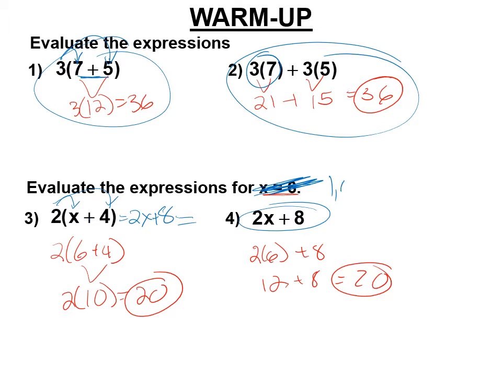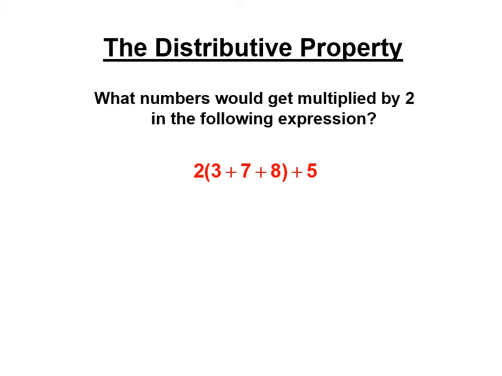If x was a million, which I like to do, right? Number 4 is 2 times a million plus 8. That's 2 million and 8. This one would also be 2 million and 8. 2 times x plus 4 always has the same answer as 2x plus 8. That's the distributive property, right?